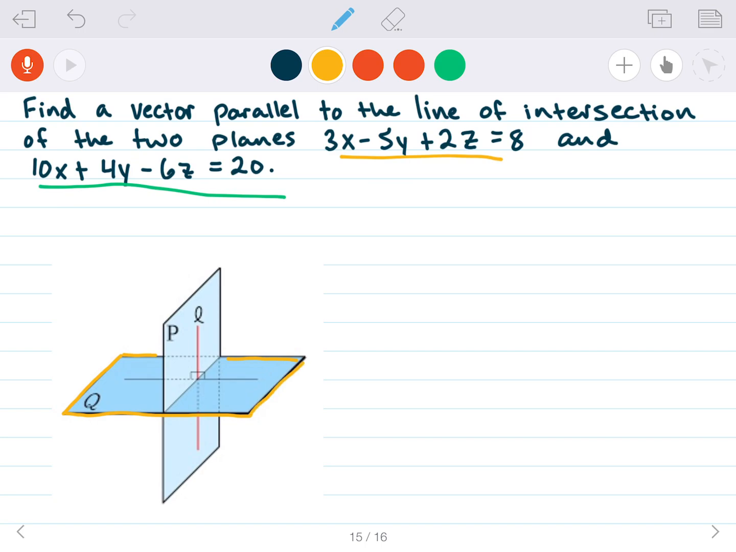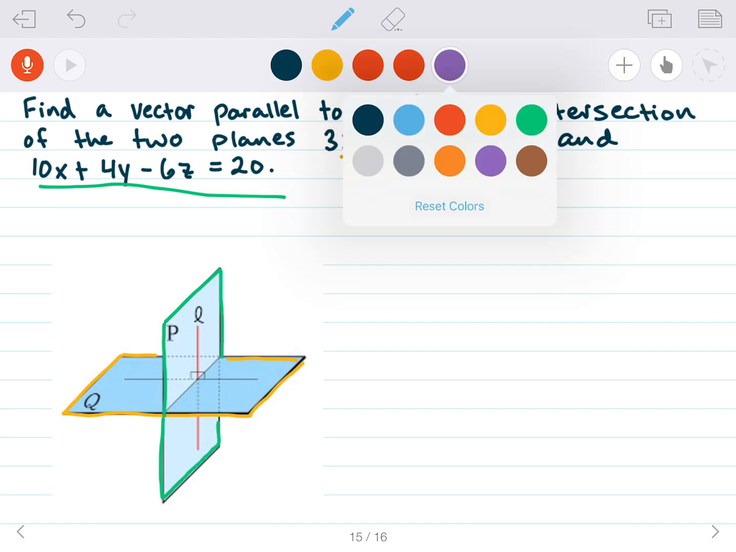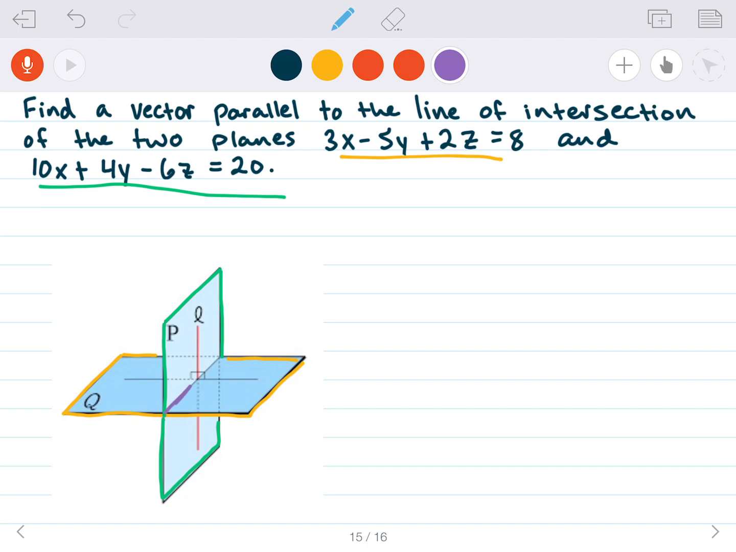Here's our plane, and then we have this other plane that's intersecting it in green. And when they intersect each other, they intersect each other in a line. So let's have the line of intersection right here. This purple line right here, that's the line of intersection. And so we want to figure out a vector parallel to this line of intersection of these two planes.